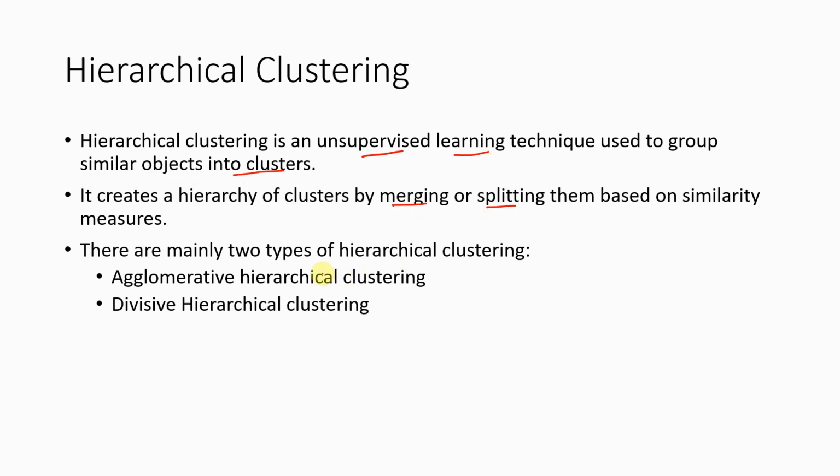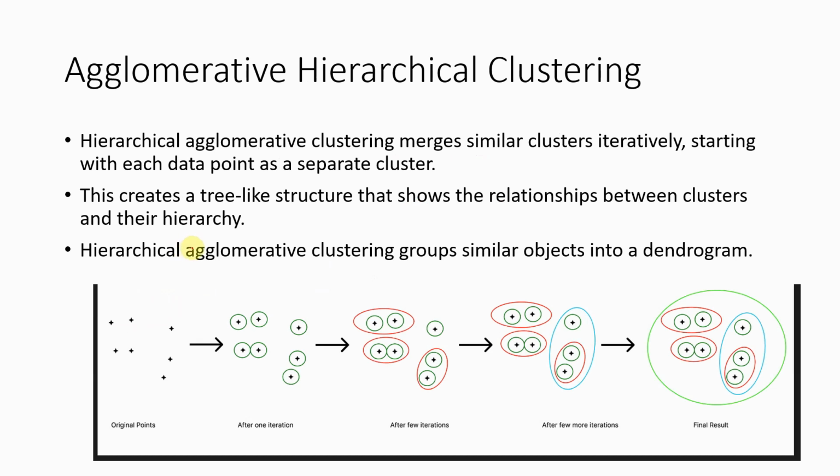measures. There are mainly two types of hierarchical clustering. First one is agglomerative hierarchical clustering and the next one is divisive hierarchical clustering. In agglomerative hierarchical clustering, the data are merged into similar clusters iteratively by starting with each data point as a separate cluster. By seeing this diagram, initially the data points individually belong to a cluster. At every iteration, the data points which are close together merge and form new clusters.